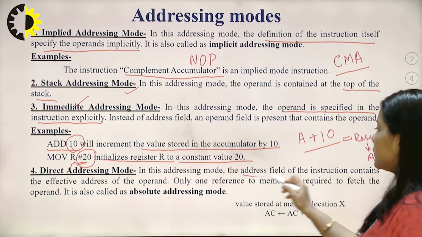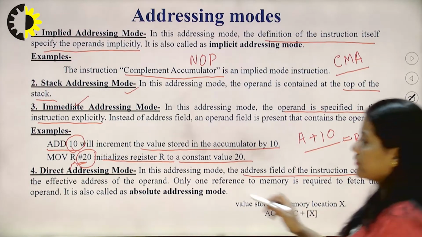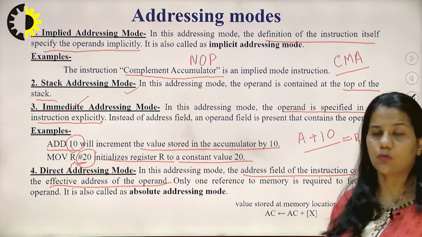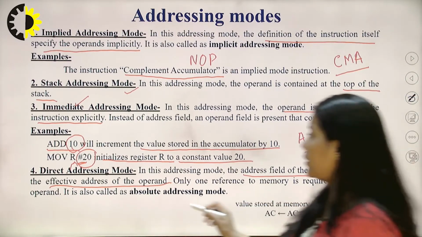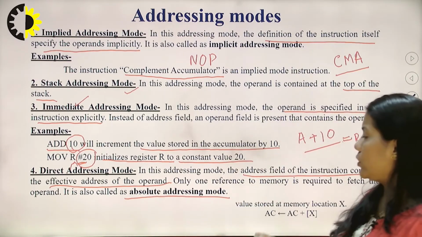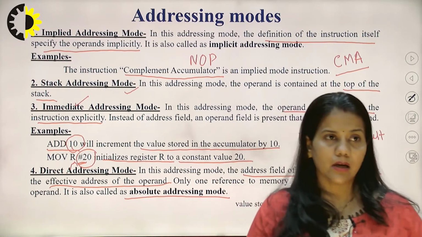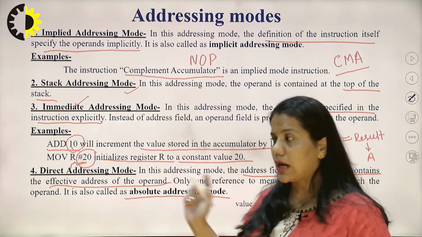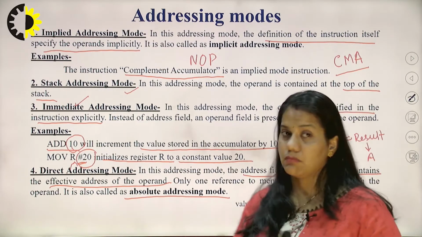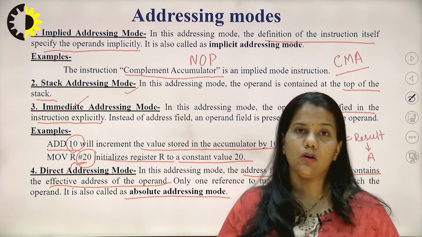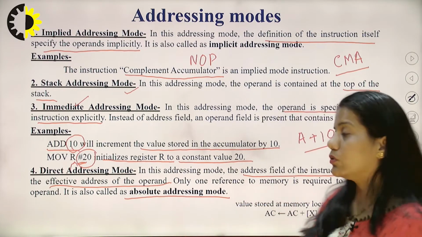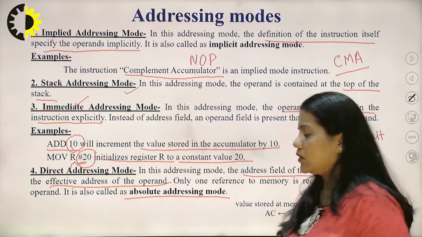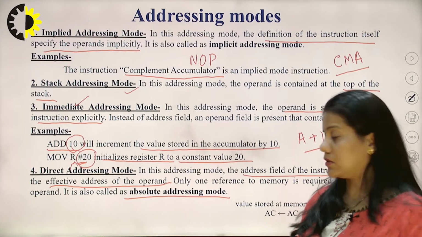Here, the address field of the instruction contains the effective address of the operand. Only one reference to memory is required to fetch the operand. It is called absolute addressing mode. So, the direct addressing mode or the absolute addressing mode is one and the same thing. In this case, direct means there is a direct access to the operand through the memory address. So, only one reference of the memory needs to be specified in the operand, and this needs to be fetched.